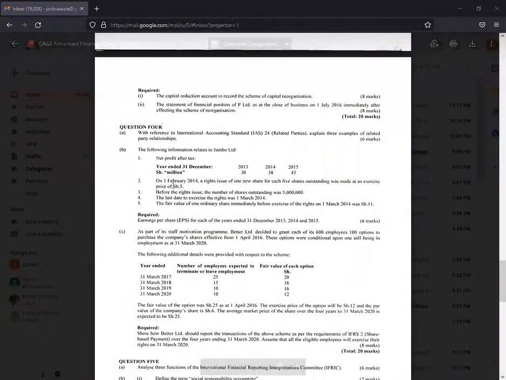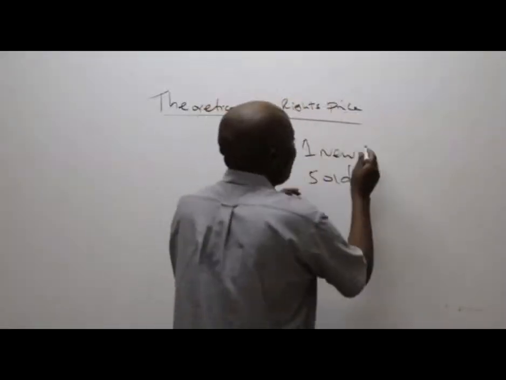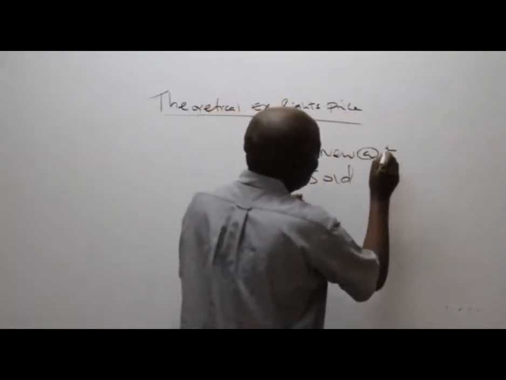I can see on 1st February 2014, a rights issue of 1 new share for each 5 shares outstanding. So for each 5 old shares, 1 new share was made at an exercise price of 5. So the new share basically is to go for 5 bob. The new share is going for shillings 5.